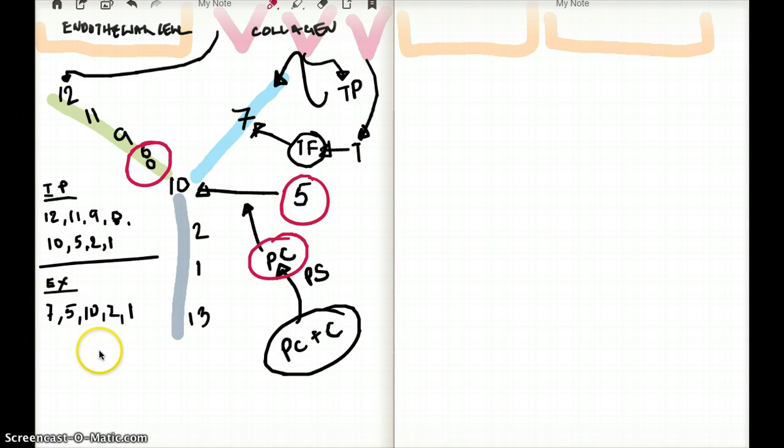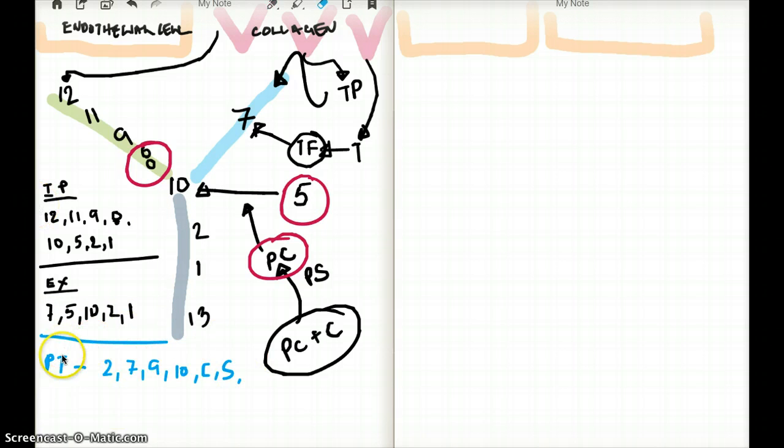So now let's summarize all the factors of the extrinsic and the intrinsic pathway. So let's say intrinsic pathway factors are 12, 11, 9, 8, 10, 5, 2, 1. Factor 5 is also there. And for the extrinsic pathway, it's going to be 7, 5, 10, 2, 1. That's all I have written down here.